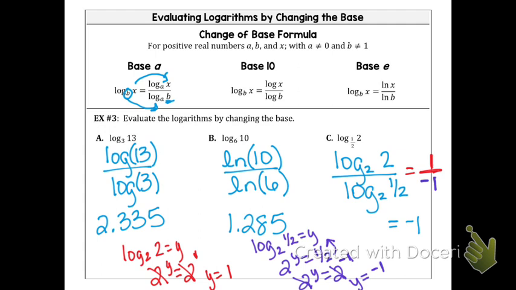Okay, now we could have also taken this to like base 10, so we'd have just said log of 2 over log of 1/2. If we put that in our calculator, it would just tell us -1.